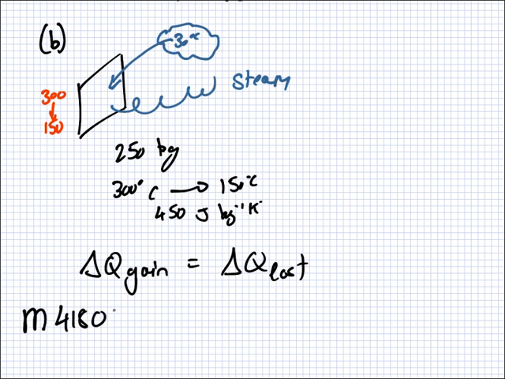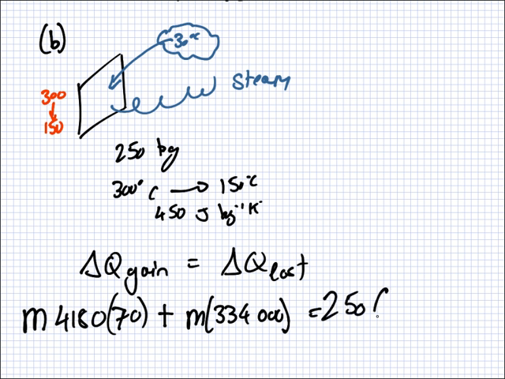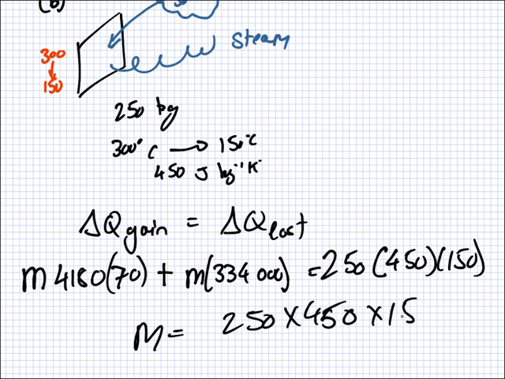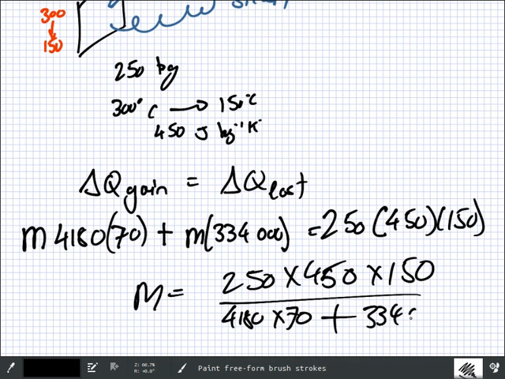So what happens to the water? mc delta theta plus m, the wrong L, because it gets hot and it becomes steam. That should equal mc delta theta. Okay, so m is 250 times 450 times 150 over 4180 times 70 plus 334000.